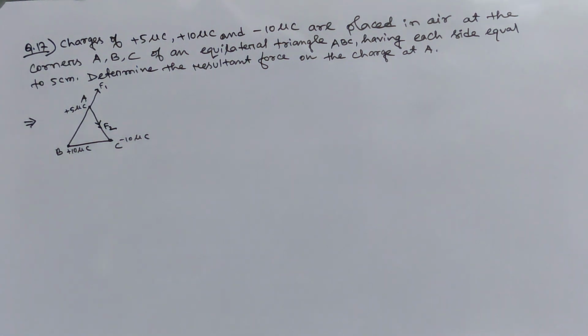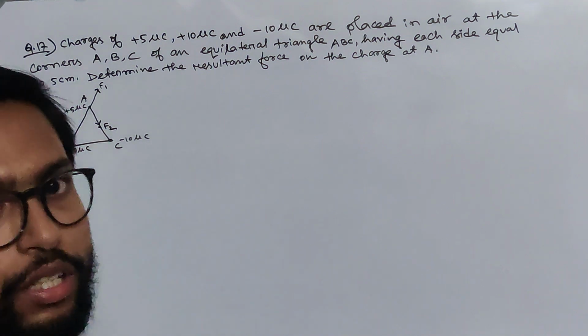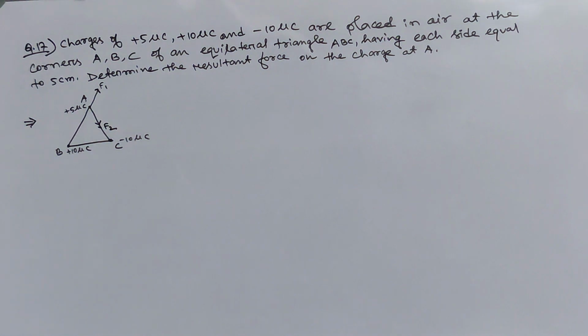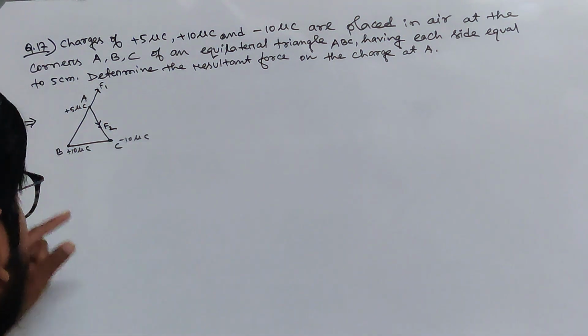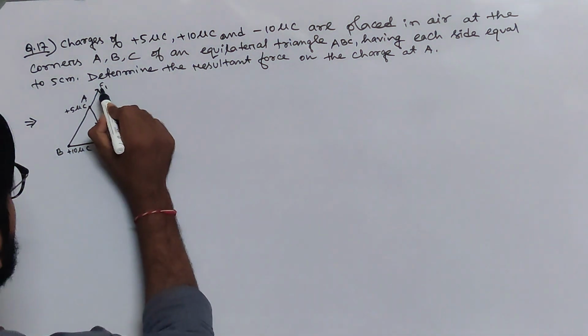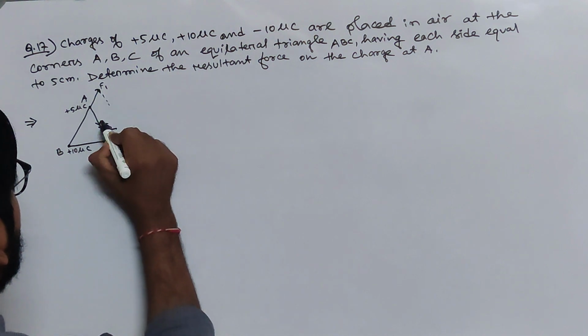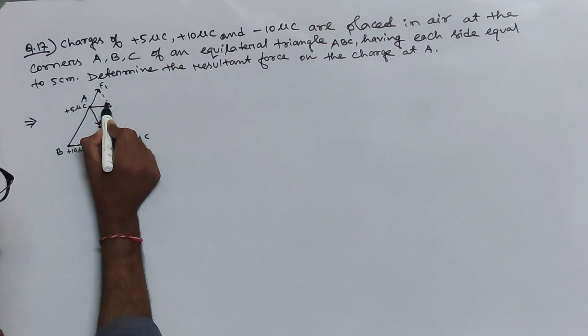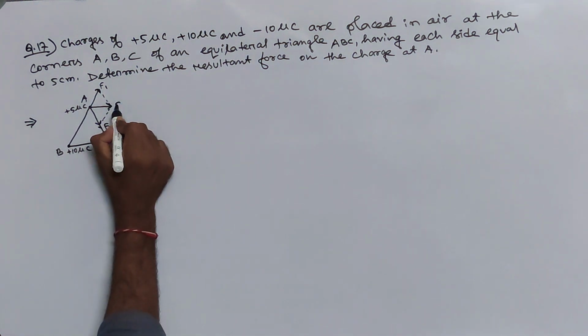But the magnitudes of F1 and F2 will be the same, because plus 10 microcoulomb and minus 10 microcoulomb have the same magnitude. So the force on the plus 5 microcoulomb charge will be the same due to the plus 10 microcoulomb charge and the minus 10 microcoulomb charge. If we now want to find the resultant force, we can easily find it by completing the parallelogram. This will be along this direction, and this will be along this direction.